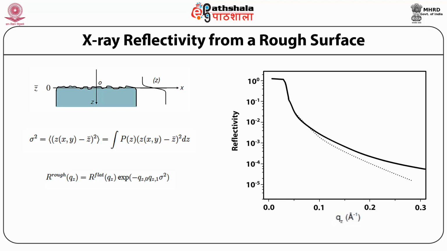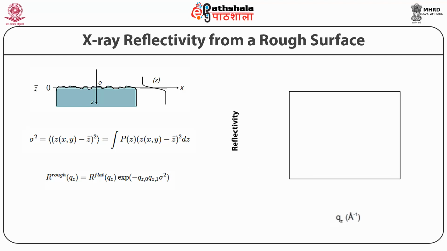So finally, we calculate reflectivity for rough surfaces as the reflectivity from flat surfaces multiplied by an exponential factor of the roughness. So the larger the average roughness, the steeper is the fall in the reflectivity, as we see in this diagram, where reflectivity is represented in terms of QZ.